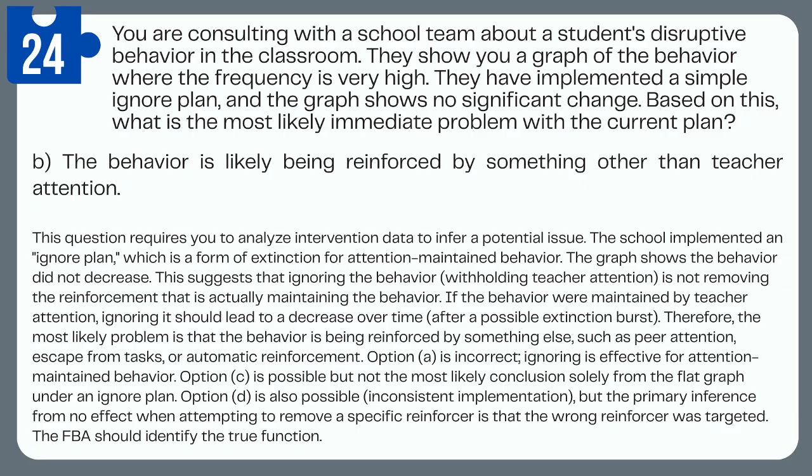Option A is incorrect. Ignoring is effective for attention-maintained behavior. Option C is possible but not the most likely conclusion solely from the flat graph under an ignore plan. Option D is also possible, inconsistent implementation. But the primary inference from no effect when attempting to remove a specific reinforcer is that the wrong reinforcer was targeted. The FBA should identify the true function.